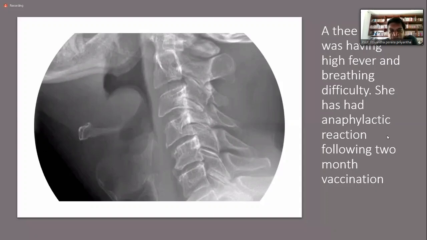Can anybody think of the relationship between this history of anaphylactic reaction at 2 months and epiglottitis? The cause is Haemophilus influenzae B. The vaccination at 2 months, which is given as pentavalent, is not given due to the anaphylactic reaction. Right. Good. So that's what happened.